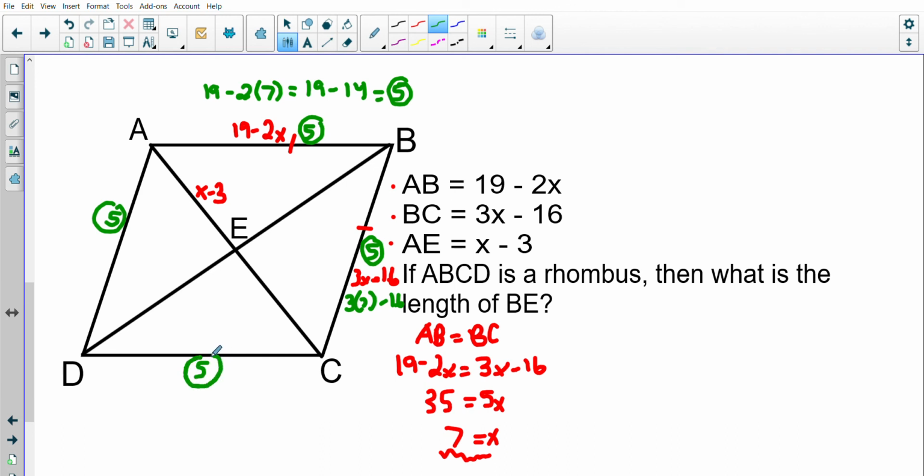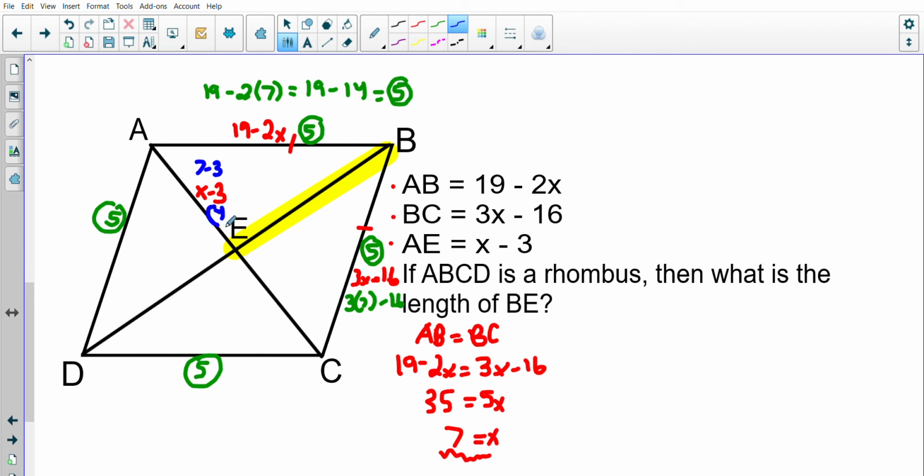Now let's kind of look back and revisit what they are asking us. Well, they're asking us for the length of BE. So I'm just going to highlight that. And we've got to think, well, what would be helpful? What do we know? Well, we know the length of AB is 5. The length of AE, which I failed to write down, but I'll go ahead and write it in blue, is going to be the same as 7 minus 3, because the value of x is 7, right? So the value of AE here is actually going to be 4.